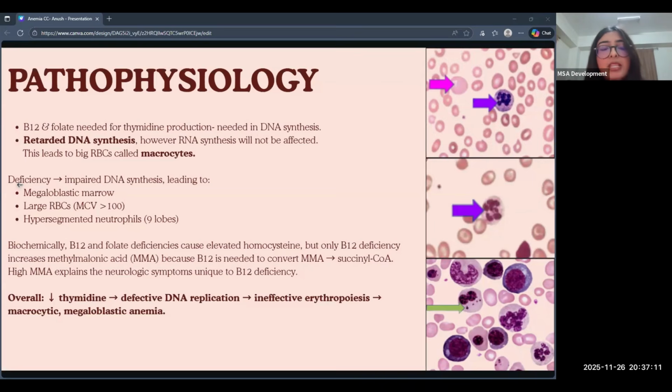Okay, why? Because B12 is needed to convert MMA to succinyl-CoA, which is a cofactor. High MMA can accumulate in the anterior dorsal column of the spinal cord and lead to subacute degeneration, and this would produce neurological symptoms. Now, what I want you to take away from this slide is that overall, there's decreased thymidine, and that decreases DNA replication, causing defective DNA replication and ineffective RBC production that causes macrocytes and megaloblastic anemia.